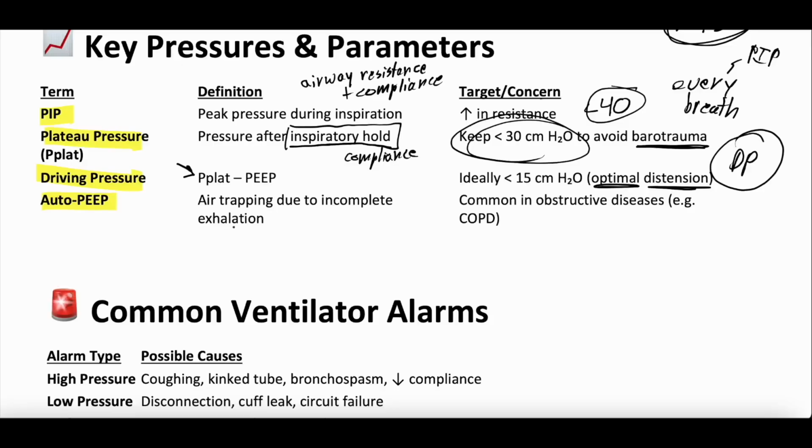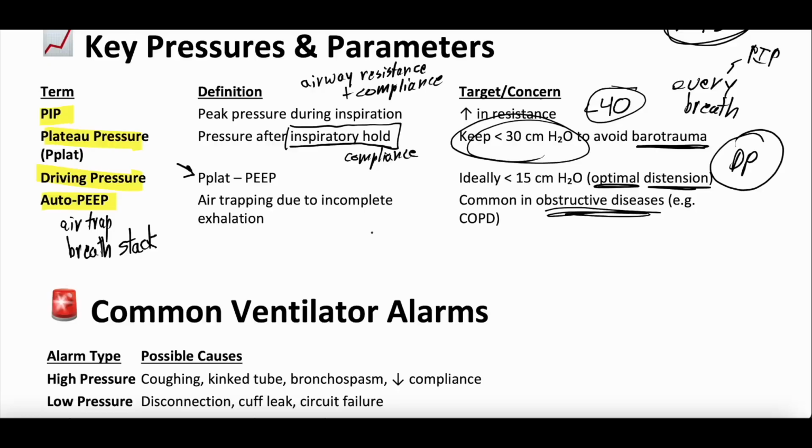And then auto PEEP is also important to know exists. This is air trapping, so auto PEEP, also known as air trap, also known as breath stacking. We have a whole episode on this, linked again in that playlist. This is more common in obstructive lung diseases like COPD. The reason this happens is the ventilator is pushing that breath in, but unless you give the patient enough time to exhale that breath fully, the ventilator will just give them another breath when it's time.